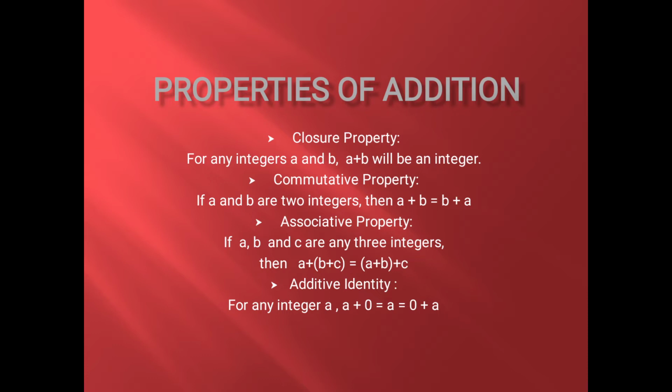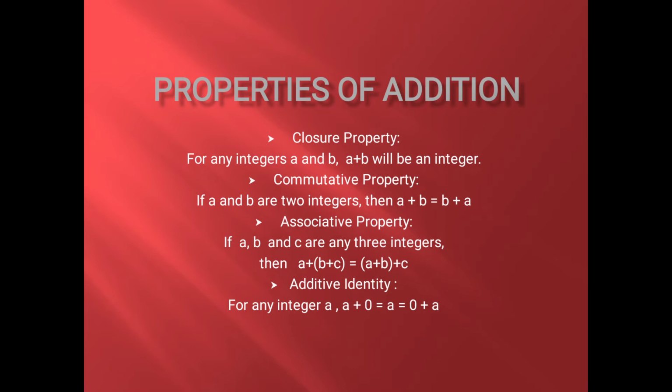Then associative property. Associative property must use three integers a, b and c, or any three integers. Then (a plus b) plus c equals a plus (b plus c). So here the bracket is changed between the LHS and RHS. So the answer will have no change. Therefore associative property is satisfied for addition.